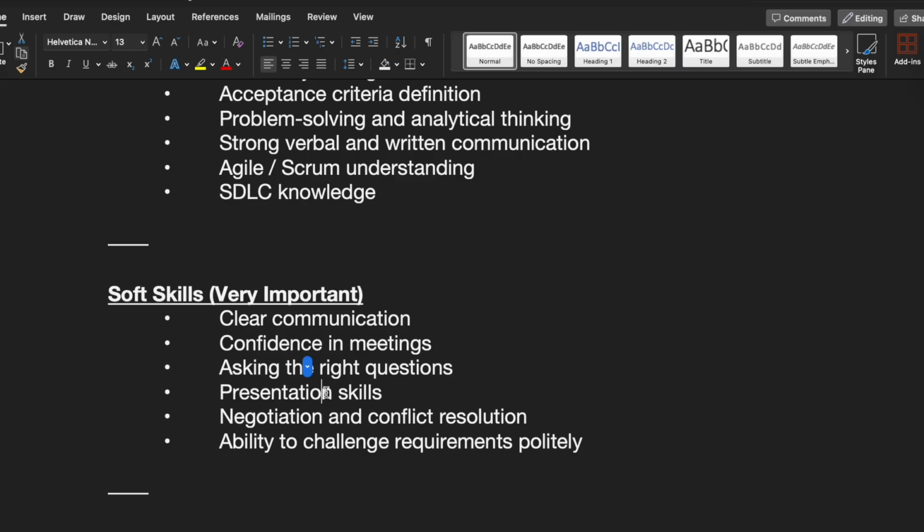Also, these two are very important from my side: SDLC, how the software development pipeline is working, and how Agile is working. So these two, SDLC and Agile, along with this detail. Okay, soft skills: communication, confidence, asking the right questions, presentation.